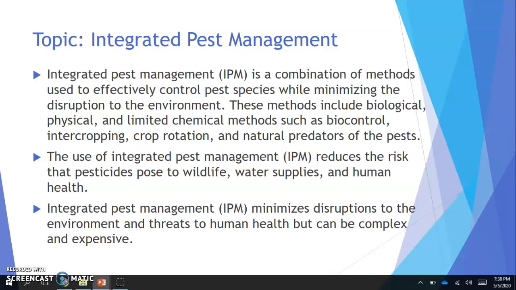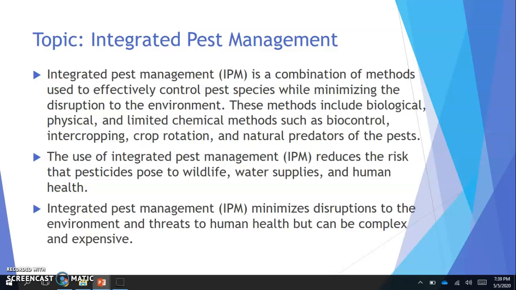And then ultimately, this can reduce the risk that pesticides pose to wildlife, water supplies, and human health. IPM typically minimizes disruptions to the environment and threats to human health, but it can be complex and expensive. It takes a lot more planning and a lot more money to figure out what kind of biocontrol is best. And remember, biocontrol is using natural predators, so using another living organism to control the pests. To intercrop and rotate crops, it just takes a lot more planning. It takes a lot more effort than just spraying a bunch of chemicals on a field and calling it a day.